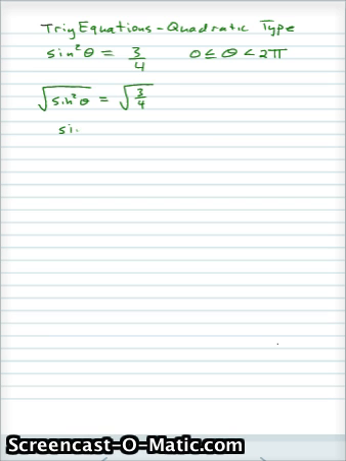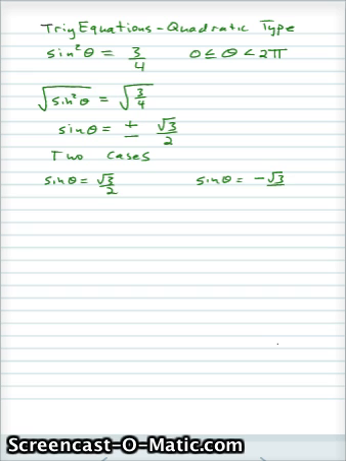If that's the case, our next line will be sine of theta is plus or minus the square root of 3 over the square root of 4, which is just 2. So now we have two cases we have to work with. We have sine of theta is root 3 over 2. We have sine of theta is negative root 3 over 2. And we're going to wind up with a total of 4 solutions by the time we're done with the problem.